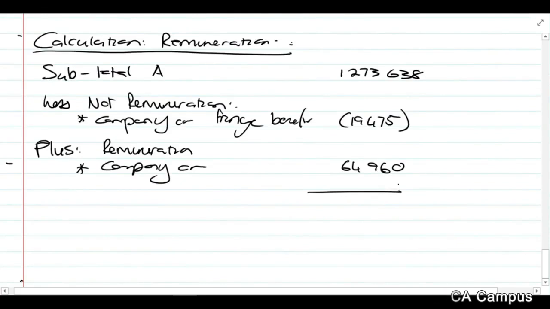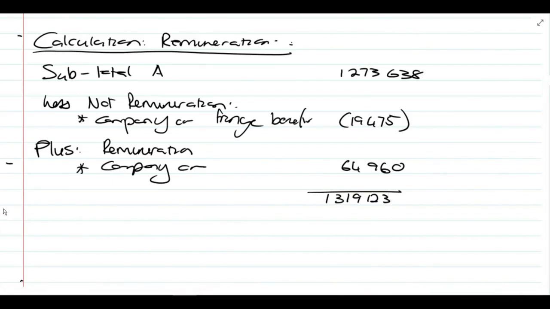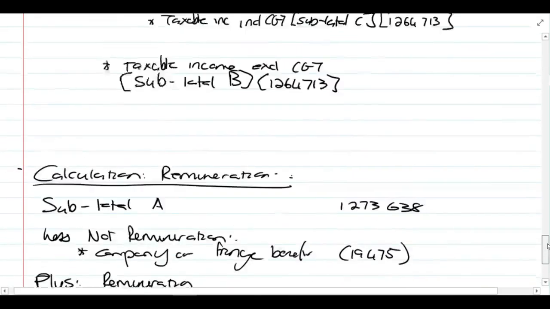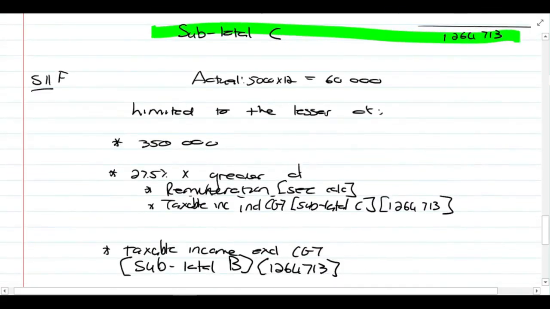Nice and simple. If you didn't do that subtotal A there, you'd have to add everything up. Show your examiners clearly, guys. However you want to do this, this is just my preferred way to do it. But you must make it clear for them how you calculate it.